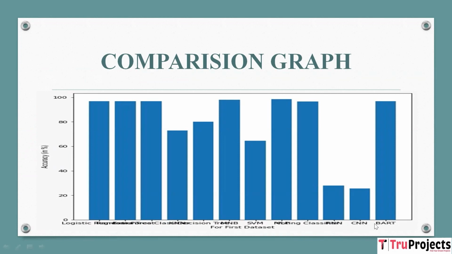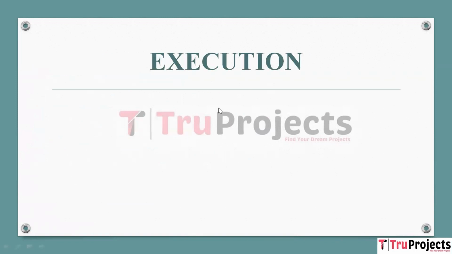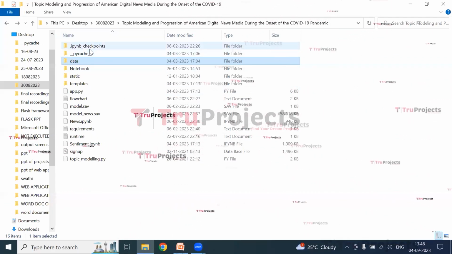On the x-axis, we have the different types of algorithm, and on the y-axis, we have the accuracy count. And from this graph, we can say that BART performs well. Execution. For the execution of the project, we need to open the code folder which contains the project source code files. This is the code folder.